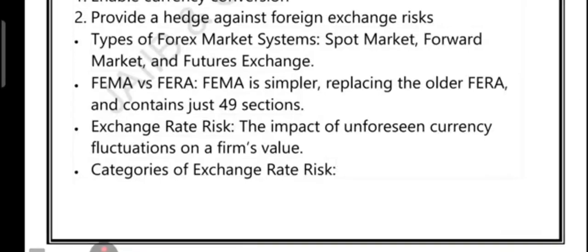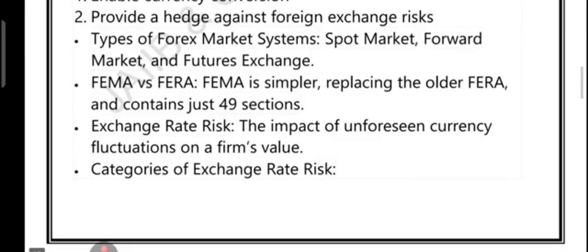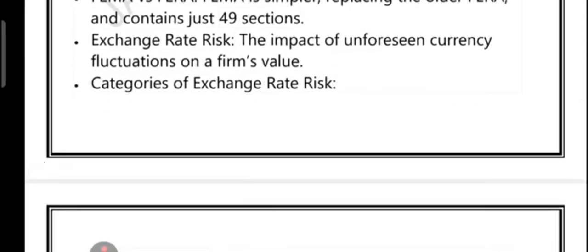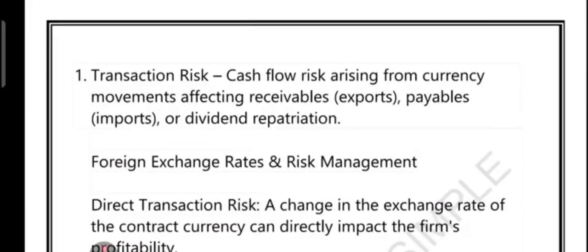What is exchange rate risk? Exchange rate risk is when sudden currency changes can affect a company's value. The risk comes in three main types. The first is called translation, the second is called transaction, and the third is called economic. So what is this transaction? Transaction risk means when currency changes mess with the money you expect to receive or pay. Like in the case of export you receive, in the case of import you pay.